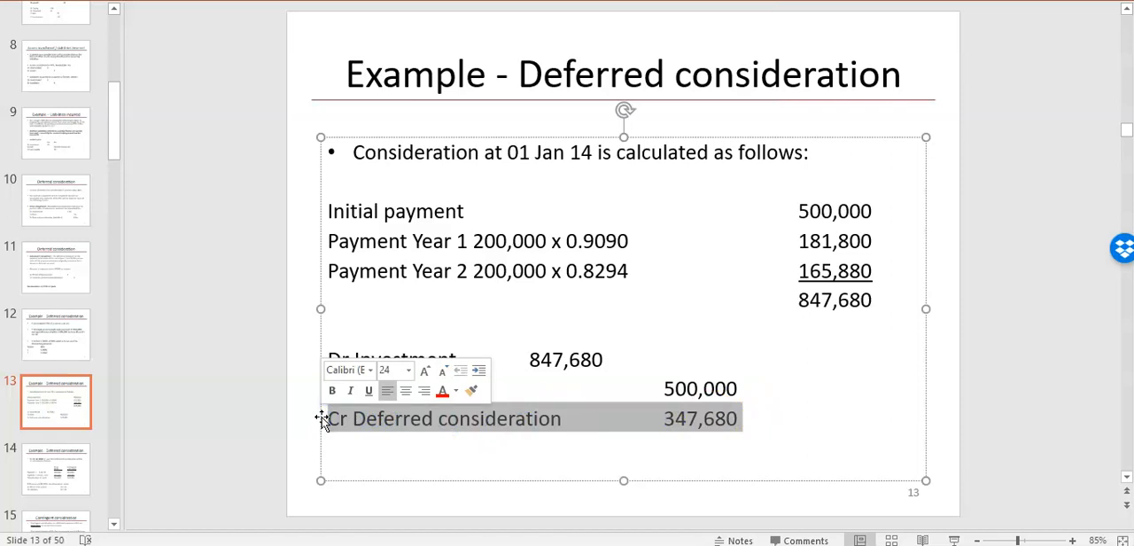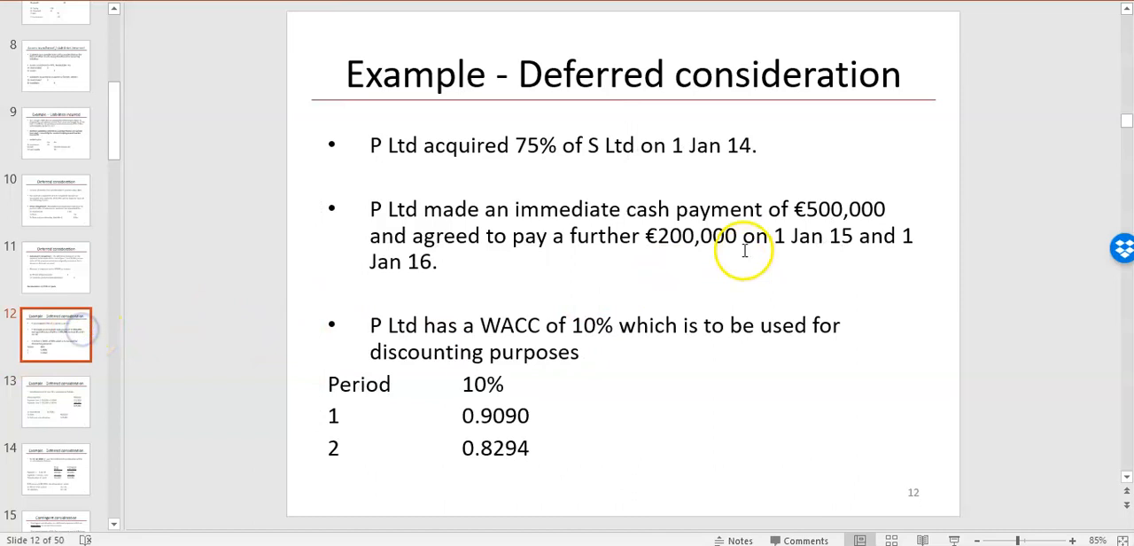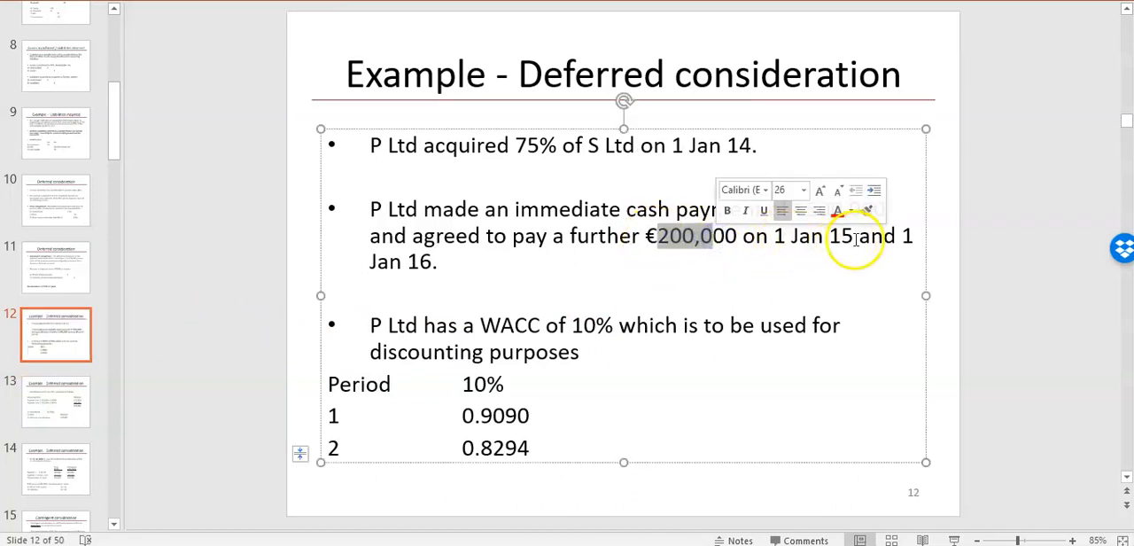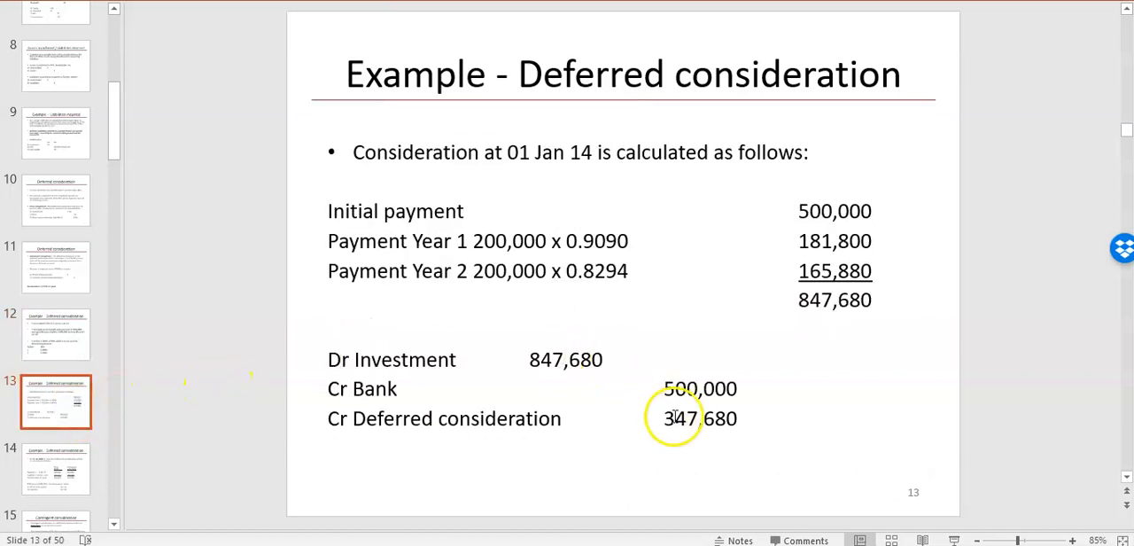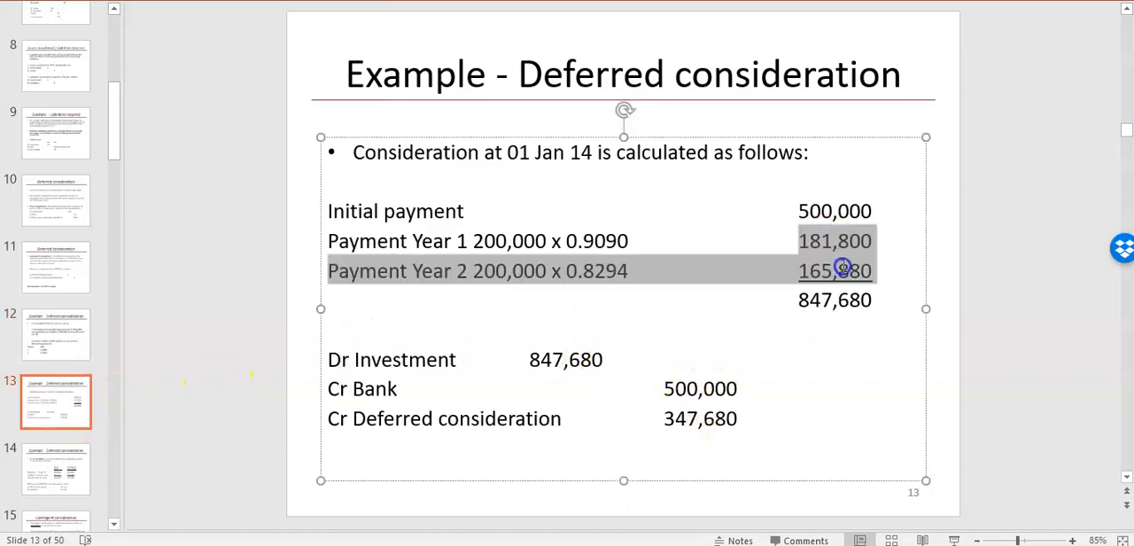So that is at the date of acquisition. So when you're doing your goodwill calculation, you're going to be valuing the investment in the subsidiary at 847,680, and that will calculate your goodwill. However, think about what happens now at the end of 2014, the subsequent accounting, once we have the acquisition complete. Well, now we're 1 year closer to the payment of this 200,000 in 15, a day later, and in 16. So you have to revalue these present values.